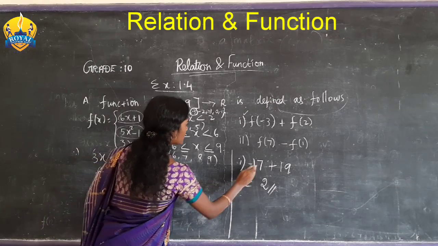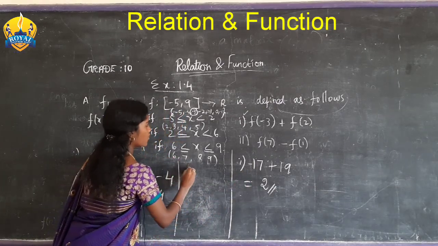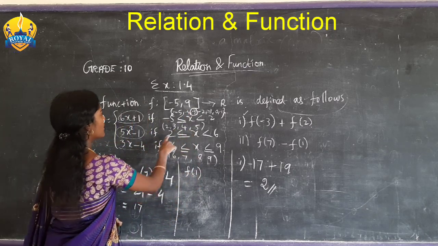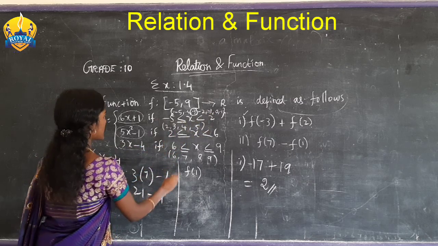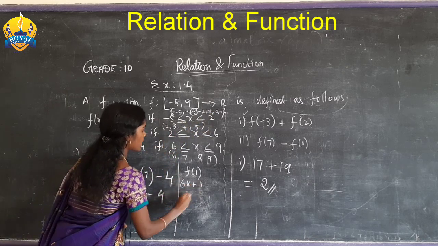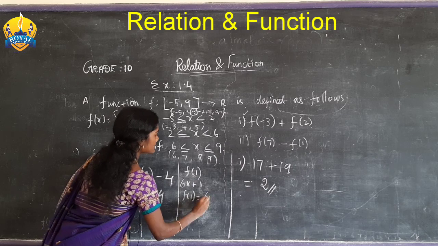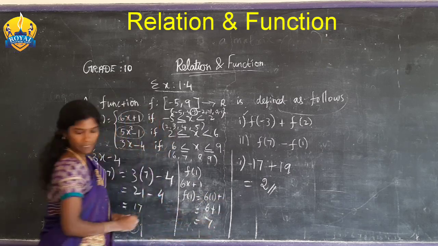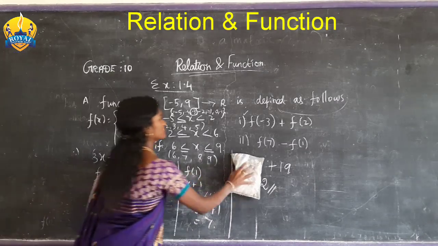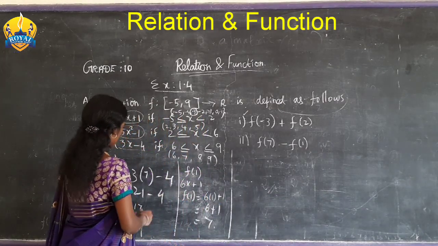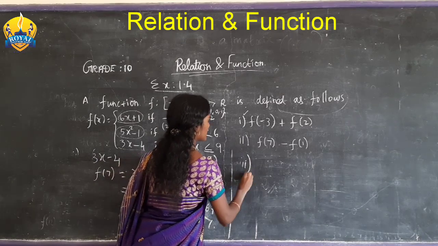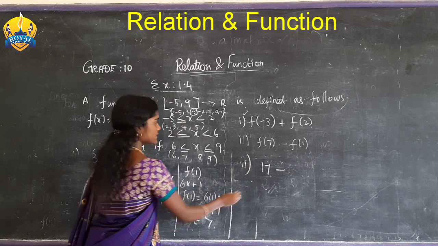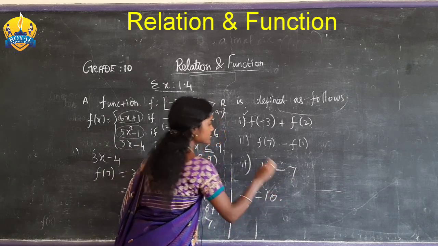The same thing for f of 1. Which condition is satisfied? The first condition, 6x plus 1. So f of 1 is 6 times 1 plus 1, which is 6 plus 1, 7. Now substitute the values: f of 7 is 17 and f of 1 is 7. So the answer is 10.